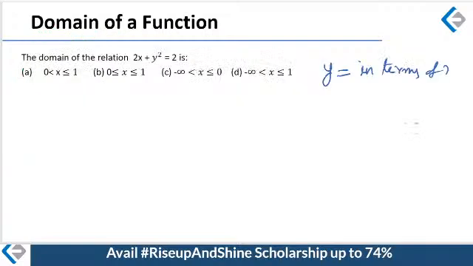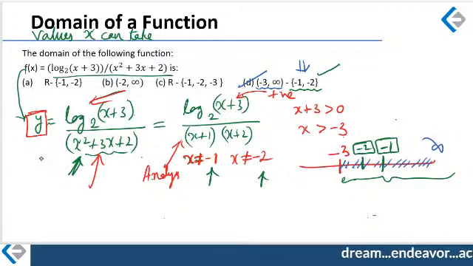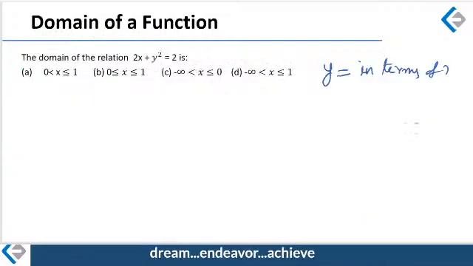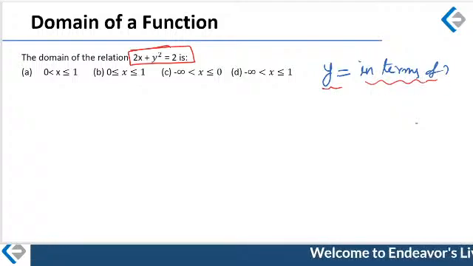But look at this particular function. These kinds of functions are called explicit functions, whereas these kinds are called implicit functions. Now look at this: everything is mixed up, x, y, everything. But what you have to do is explicitly write it like this, y is equal to something, and then do your analysis.